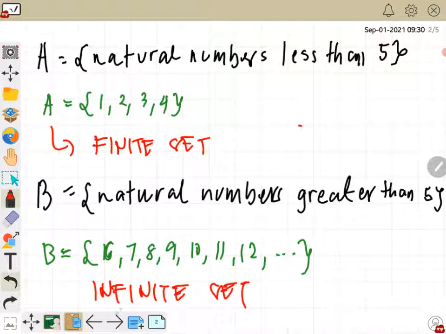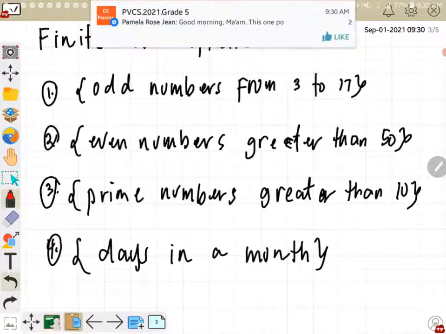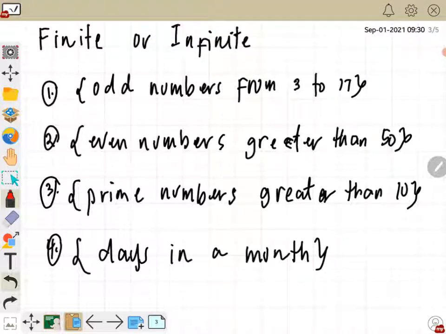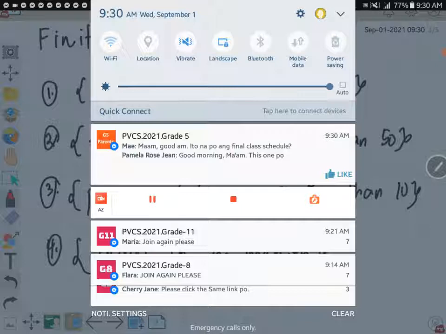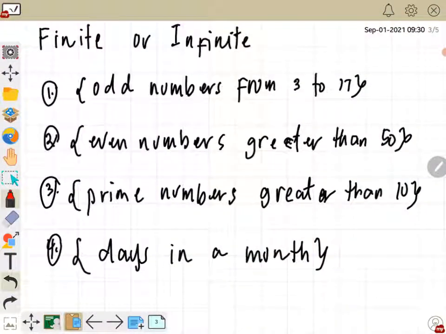So that's it. So let's try determining if these sets are either finite or infinite. So we have odd numbers from 3 to 17. Obviously, we can list down and we can count the number of odd numbers from 3 to 17. So that makes it a finite set. Number 2, we have even numbers greater than 50. So if you're going to do that, we have 52, 54, 56, 58, 60, 62, and so on until infinity. And we cannot really count it. So this is an infinite set.